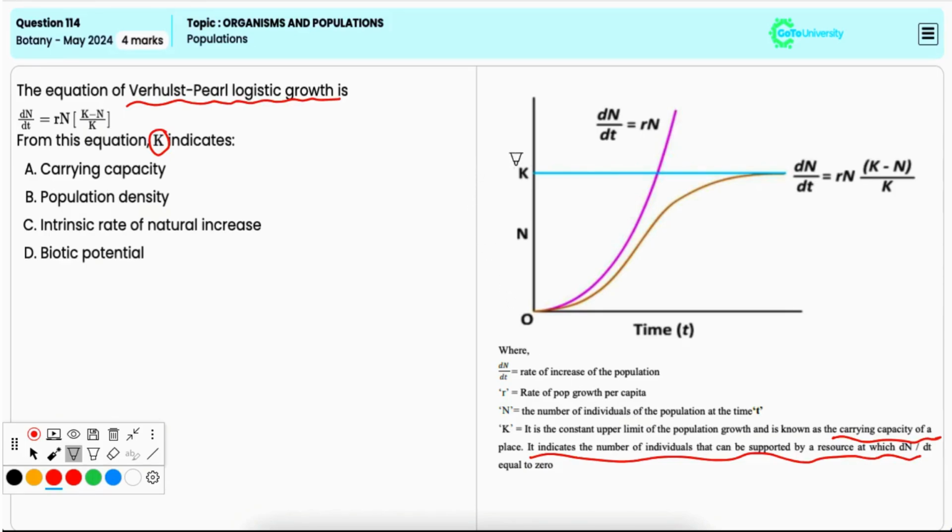So it determines the upper limit of the population growth. And as N, that is the population size, approaches K, the growth rate decreases, eventually reaching zero when N equals K. So K is a fundamental concept in population dynamics, representing the equilibrium population size in a given environment. Hence, the correct answer is option A, carrying capacity.